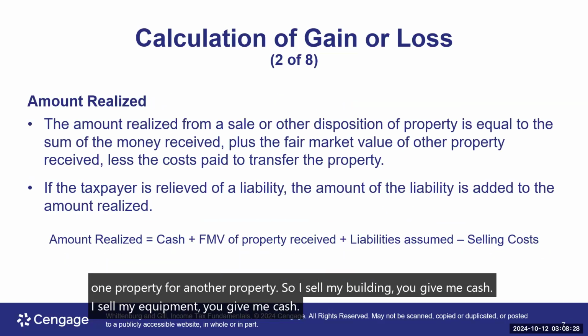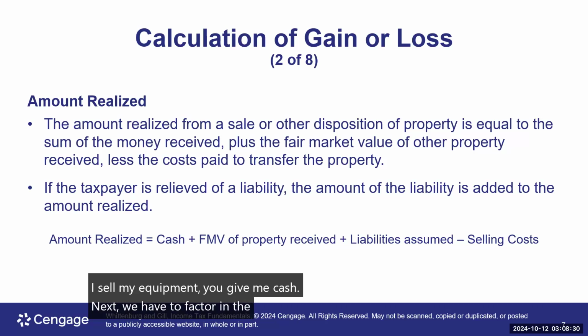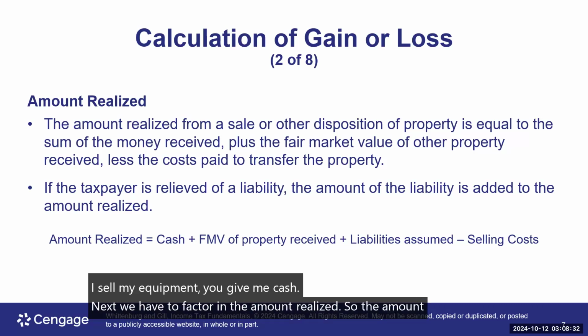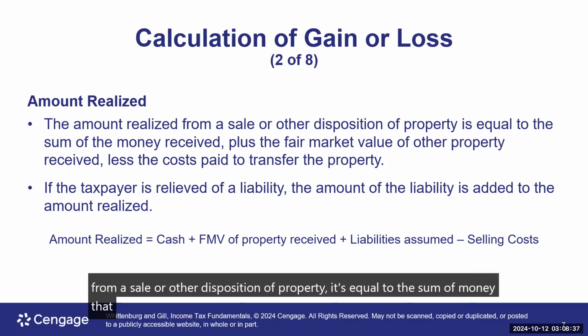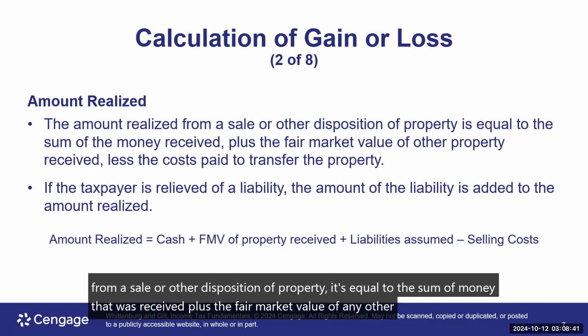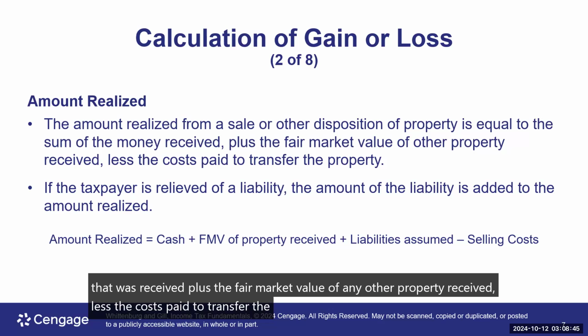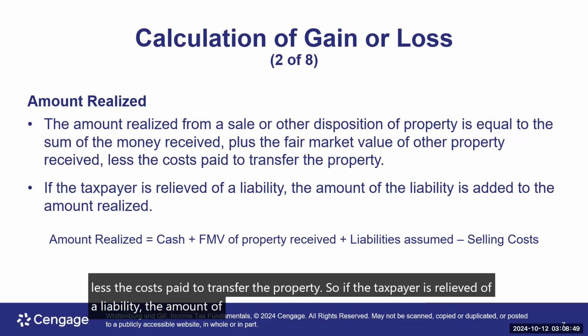Next, we have to factor in the amount realized. So the amount realized from a sale or other disposition of property is equal to the sum of money that was received, plus the fair market value of any other property received, less the costs paid to transfer the property. So if the taxpayer is relieved of a liability, the amount of the liability is added to the amount realized.